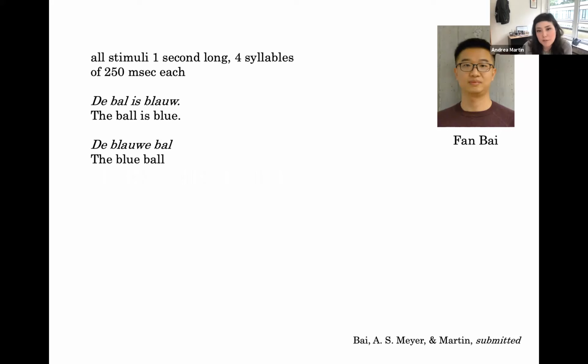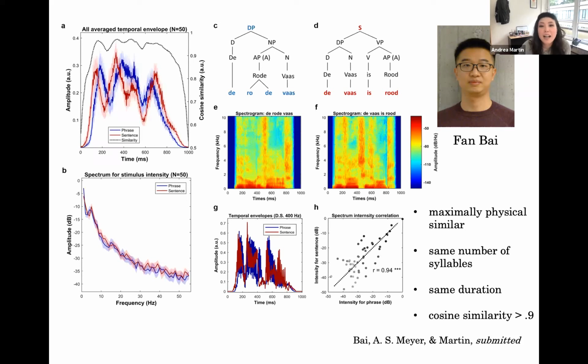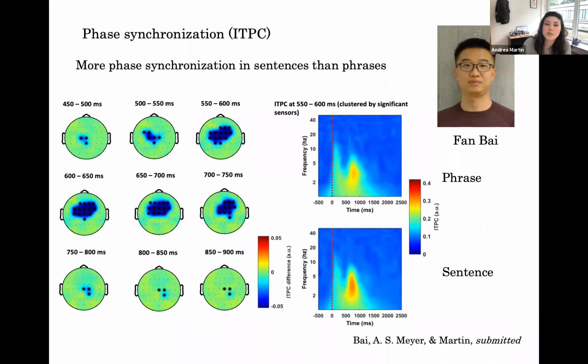So this is the PhD work of Fan Bai, a student in my group, and he compared synthesized speech stimuli that were exactly the same length in time, but composed a phrase or a sentence. So something like the ball is blue versus the blue ball, which in Dutch is the same number of syllables. And Fan did a lot of work to show that the stimuli are as physically comparable as we could make them, while keeping them good examples of phrases and sentences to native speakers. So you can see here that the cosine similarity between the envelopes is always greater than 0.9. It's the same number of syllables, the same duration, and the correlation in the root mean squared power is also 0.9. So they're as physically similar as you can get.